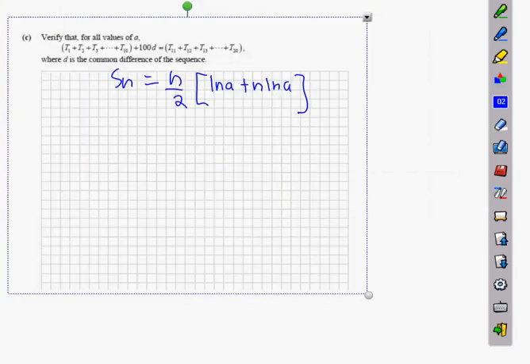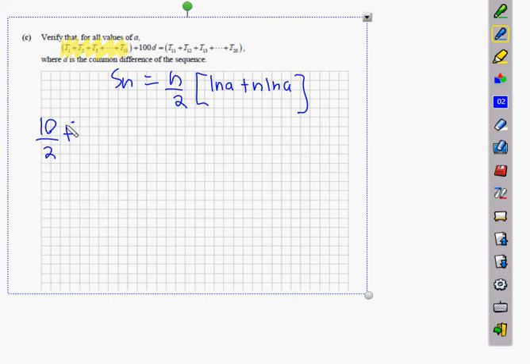This one here, it says verify for all values of A that T1 plus T2 plus T3 all the way to T10 plus 100 times the difference equals T11, T12, T13 all the way to T20. Now, what I'm going to have to do here is, first of all, to pick up marks, even if I didn't know how to do everything, this here is S10 because it's the first 10 terms added together.